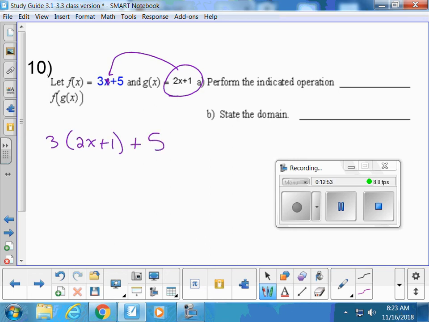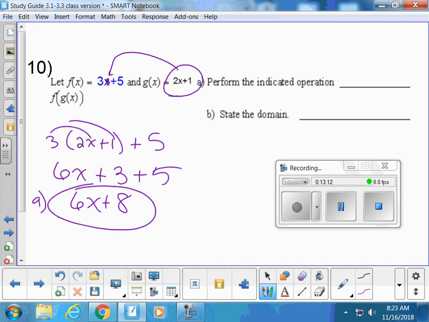So you just got to really be aware: are you going to have to FOIL? Are you going to have to distribute? Because all that stuff can happen maybe on the quiz. So what are we doing here? Any FOILing? Any distributing? What do you think? Distribute the 3. So it'll be 6x plus 3 plus 5. And then the 3 and 5, of course, can add up to 8. That's your answer to part A.